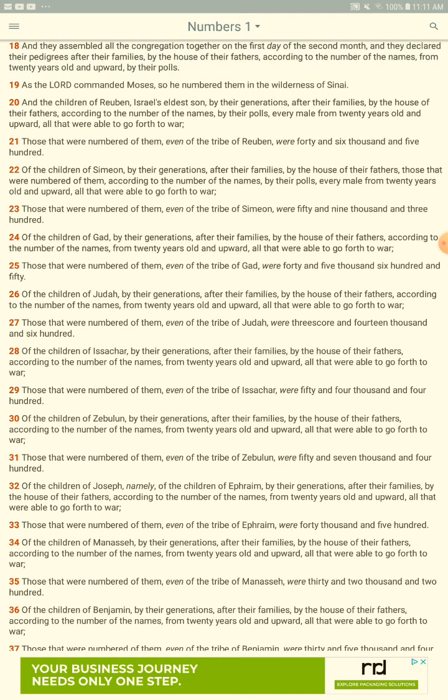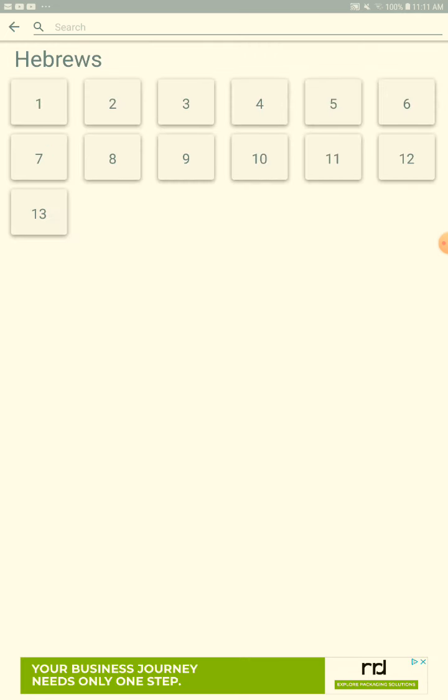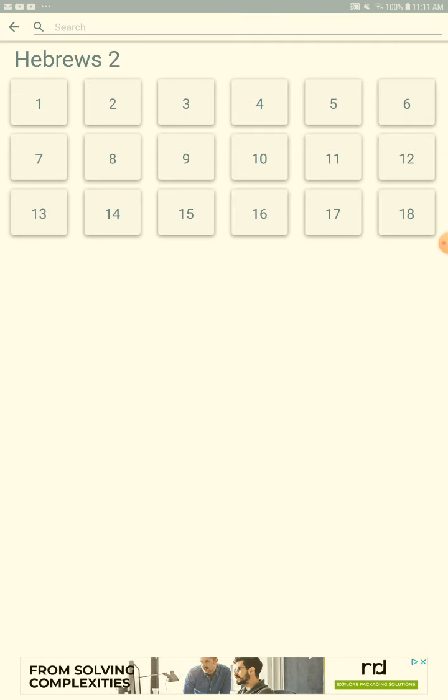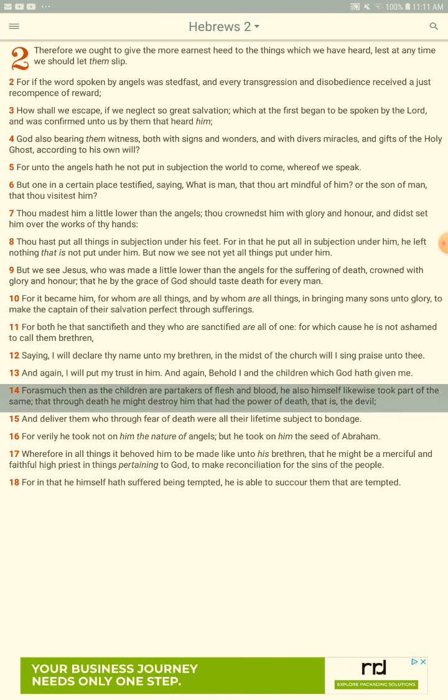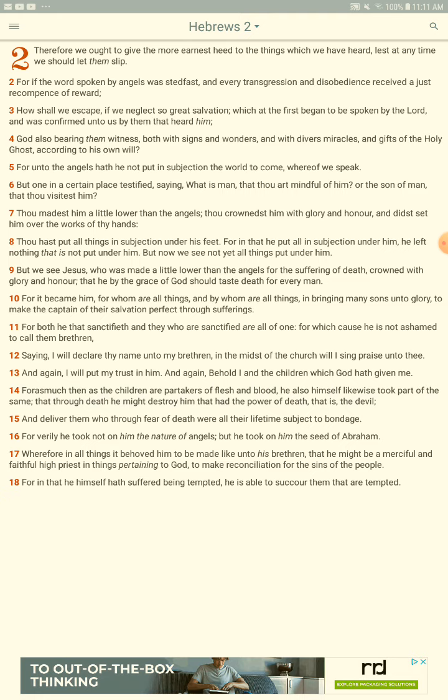Let's go to Hebrews 2:14. For as much then as the children are partakers of flesh and blood, he also himself likewise took part of the same, that through death he might destroy him that had the power of death, that is the devil, and deliver them who through fear of death were all their lifetime subject to bondage. For verily he took not on him the nature of angels, but he took on him the seed of Abraham. So this is telling you that Yahweh Shah was the seed of Abraham.